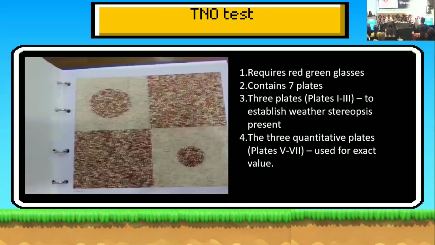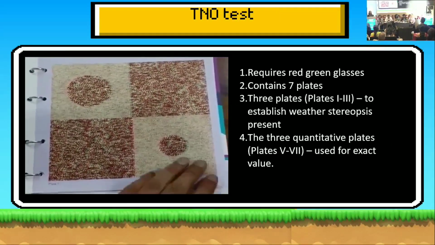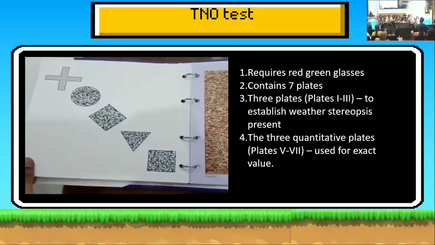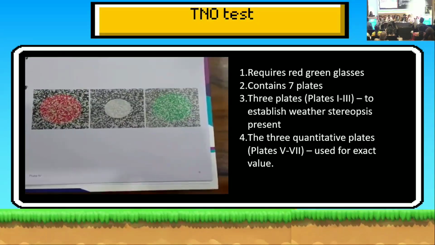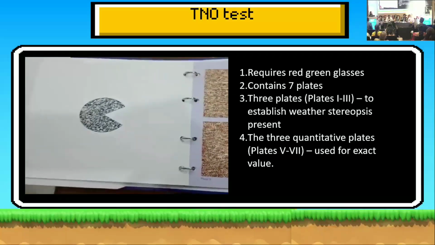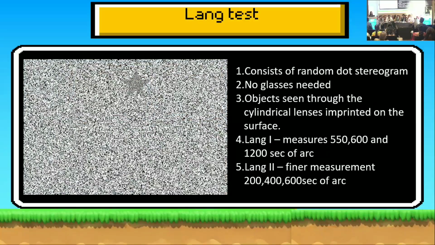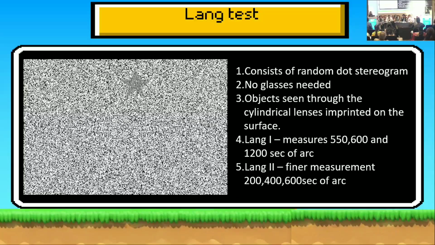Then we go to the Netherlands organization test, which is the TNO test. It requires red and green glasses and consists of 7 plates. 3 of them are used to establish gross stereopsis, while the other 3 are used to establish better measurements of stereopsis. The next test is the Lang test, which consists of a random dot stereogram. This does not have any monocular clues, so it is better. There are no glasses needed.